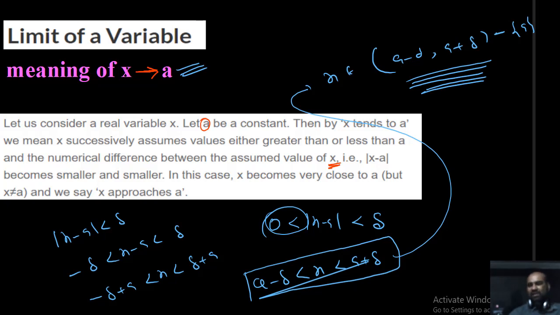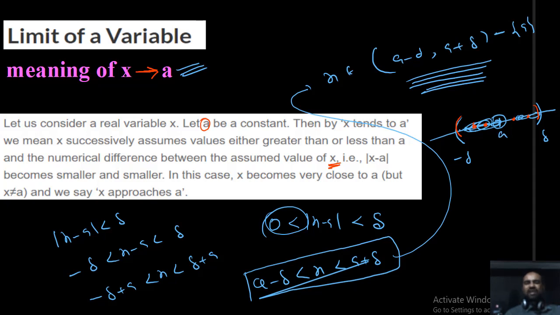Deleted neighborhood of a. So in number line sense, see students, say this is minus delta, say this is delta, somewhere a. So x can take any value here, but you can't take x equal to a, you can't take x equal to minus delta, and you can't take x equal to delta. So x lies between minus delta and delta. So x may be here, or x may be here, or x may be here. So the length of this interval is only small. In this case I can say that x is approaching a.